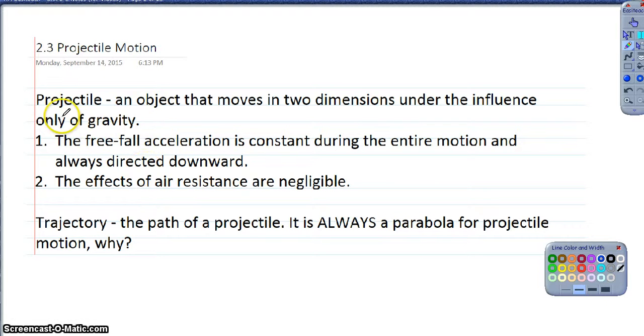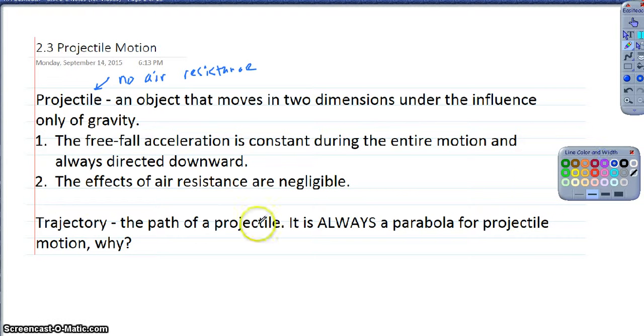But anyway, just summarizing, take a minute to write this down as you need to, or to fill in any other information on the example page. A projectile is an object that moves in two dimensions under only the influence of gravity. So when we hear projectile motion, that tells us there's no air resistance, because the only acceleration acting on it is that of gravity. The free fall acceleration, 9.8, is constant during the entire motion and always directed downward, and the effects of air resistance are considered negligible unless they tell us otherwise.